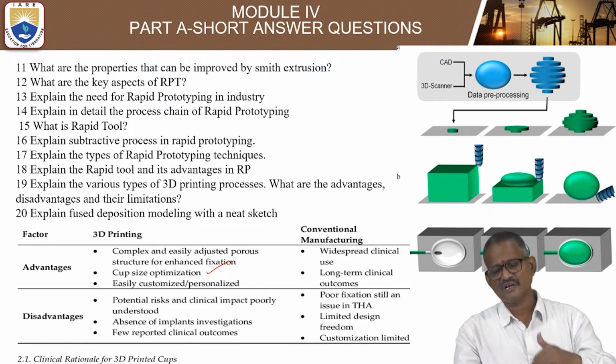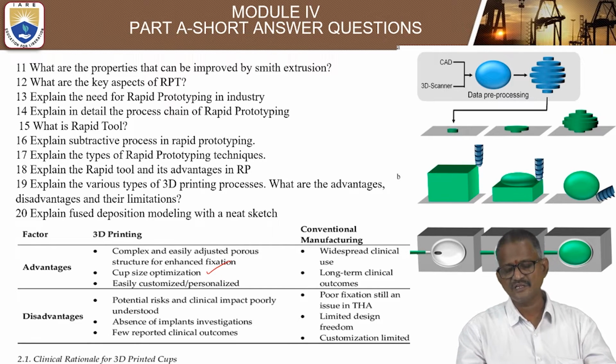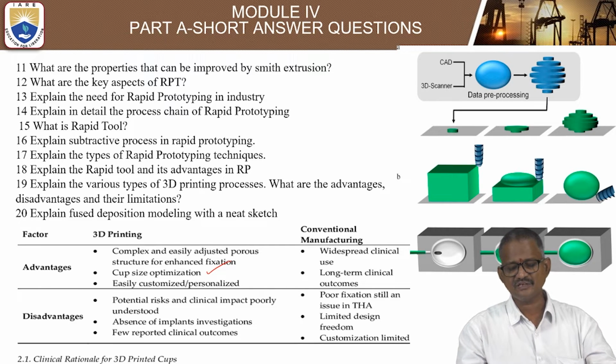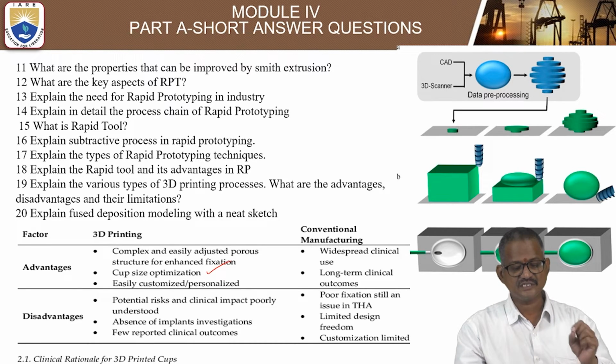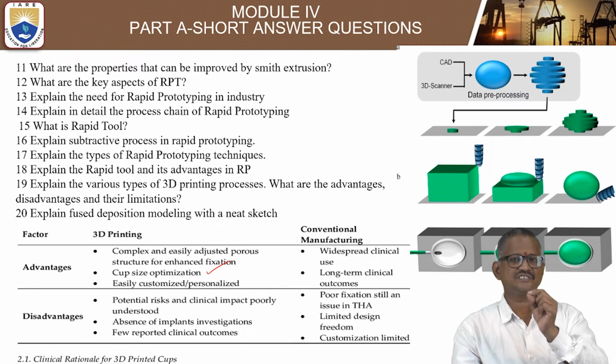Even for conventional or 3D printing, some limitations will be there. Coming to the conventional manufacturing process: poor fixation, limited design freedom, and limited customization. That comes under conventional modeling. And in the case of 3D printing, the main disadvantage is the absence of implant investigations.